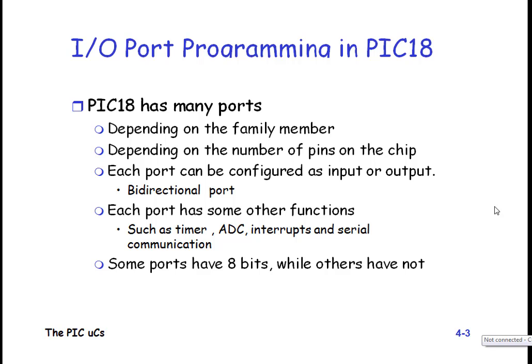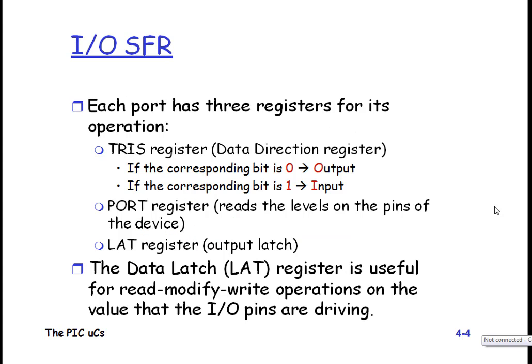Some ports have 8 bits while others do not. The SFRs, special function registers, are the I/O ports. Each port has 3 registers for its operation, like the TRIS registers, the data direction registers. If the corresponding bit is 0, then what will be the output? If the corresponding bit is 1, then what will it be? Input.